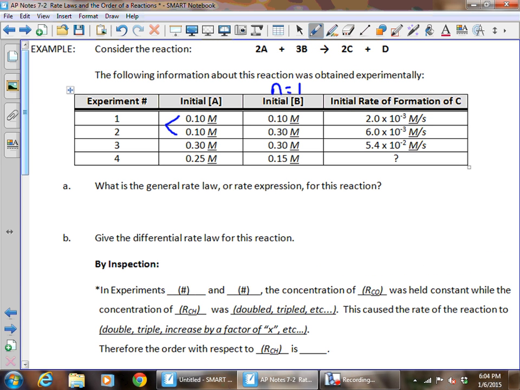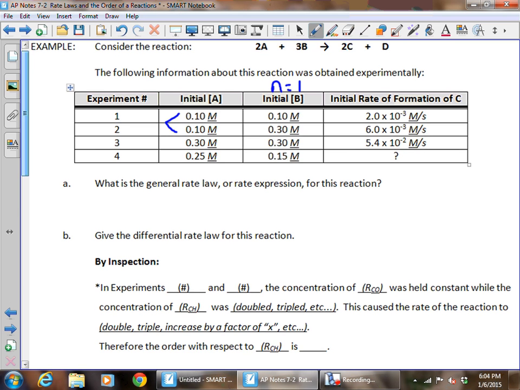Well, that's important. We have to have that situation occur. Now that we know that n is equal to 1, however, we could do a reaction where B was never held constant. Now that we know its power, its exponent, its order, we could simply fill that in and still solve the problem. You're going to have to do that on one of the problems on your worksheet.